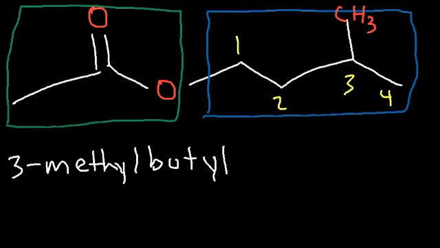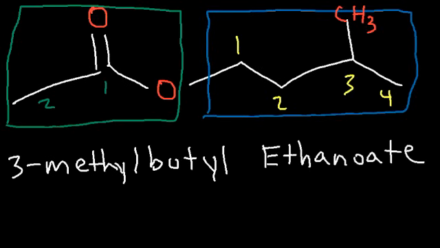On the left side, we only have 2 carbons. So that's going to be called ethanoate, or acetate if you want to write it that way. So this is the IUPAC name for that particular molecule. Let's try another example.